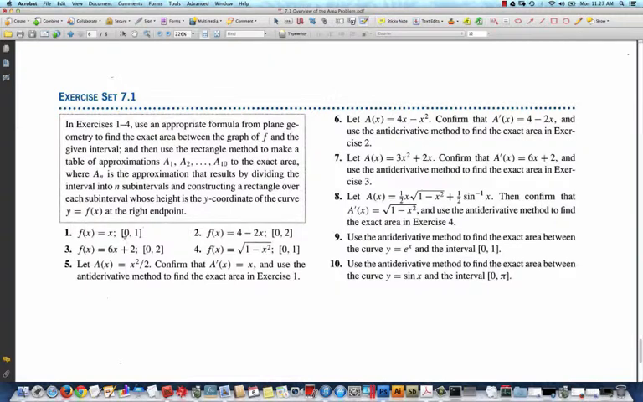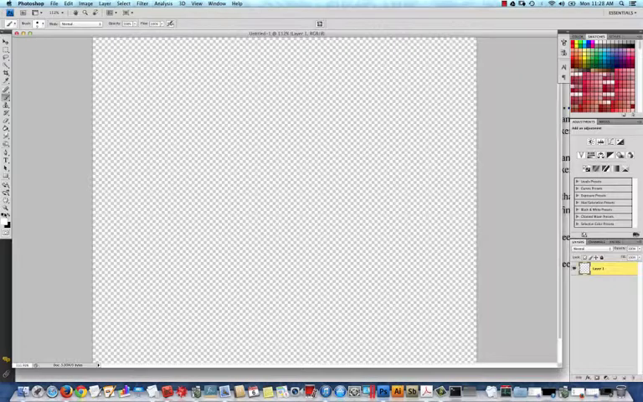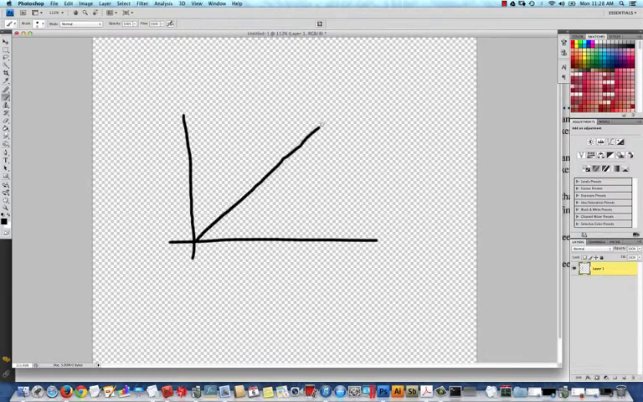So question 1, we've got f of x equals x, and we're going to look at the closed interval from 0 to 1. And what we have here is our y-axis coming straight down like so, our x-axis, and our function y equals x. This is at 1, and this is at 0. Go ahead and dash that line down.